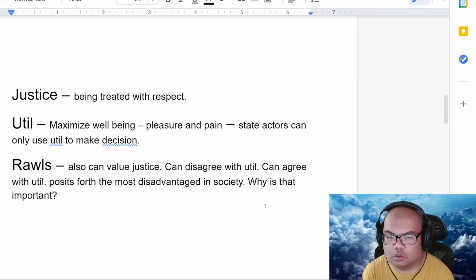Another justification as to why consequentialism is used in debate is the idea that only the states can really utilize consequentialism, because it is the only way they can decide any sort of decision, because they have to look at the pros and cons, i.e. the net benefits versus the risks of the decision they're about to make.